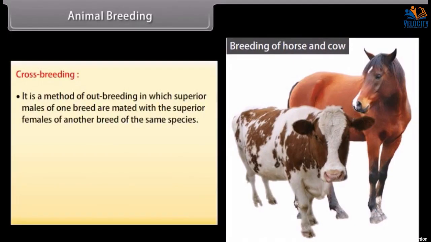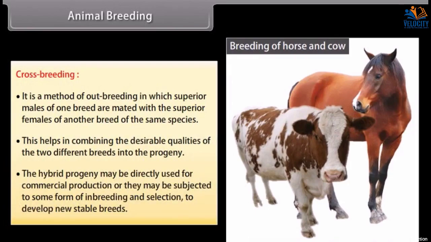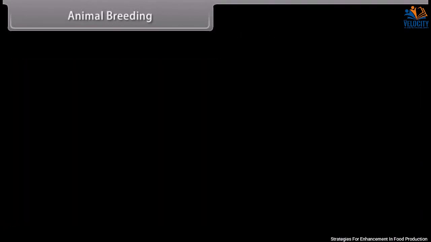Crossbreeding. It is a method of outbreeding in which superior males of one breed are mated with the superior females of another breed of the same species. This helps in combining the desirable qualities of the two different breeds into the progeny. The hybrid progeny may be directly used for commercial production, or they may be subjected to some form of inbreeding and selection to develop new stable breeds. One example of crossbreeding is Hissardale, a new breed of sheep developed by crossing Bikaneri Ewes and Merino Rams.